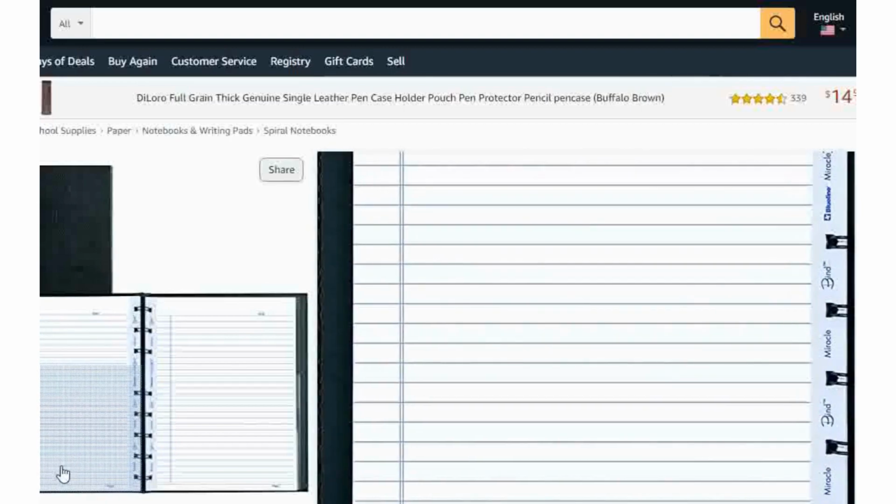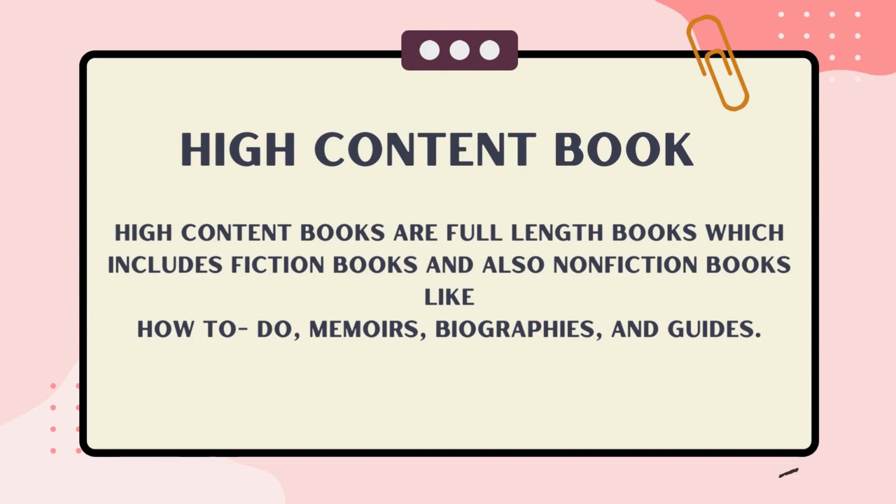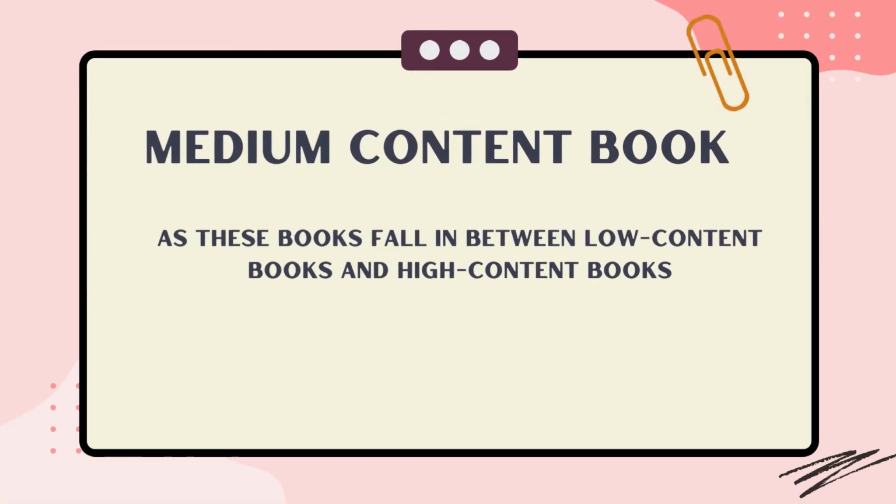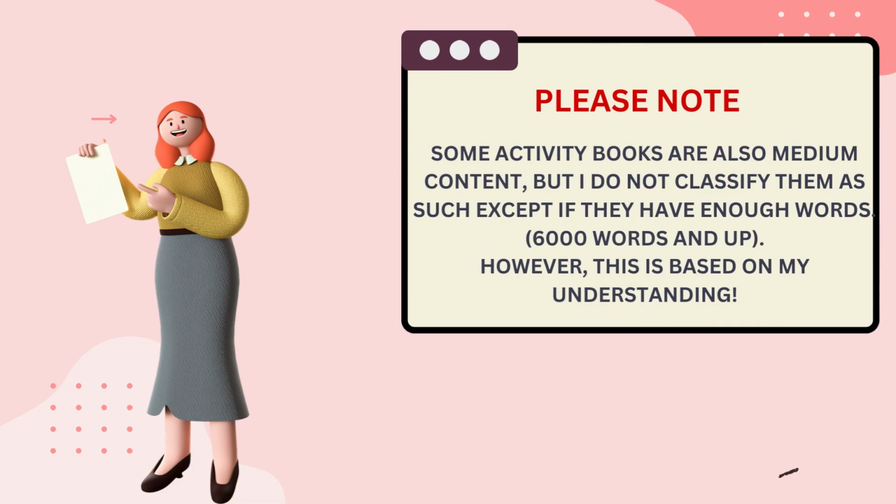Alright, let's talk about what medium and high content books are. High content books are full-length books that include fiction and non-fiction books, like how-to books, biographies, and also how-to guides. And I don't really think you need an example for a high content book. It is pretty much every single book you see out there. A medium content book is like a lesser version of the high content. Medium content, like its name implies, is medium. You don't really write so much. So summaries fall in the medium, and also evergreen. That depends on the pages. So that being said, I hope you get that.